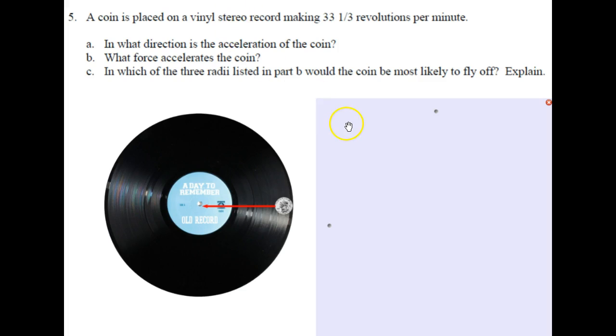Next, what force accelerates the coin? Well, we start off with sigma F equals ma. Is the coin accelerating? Yes, because it's traveling in a circular path. So we add a subscript C to our a value, telling us that it's centripetally accelerating.